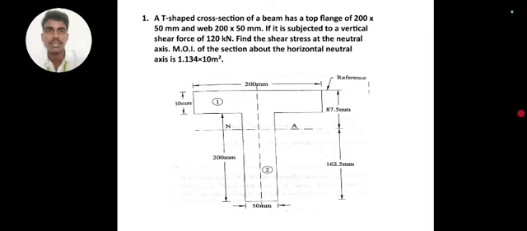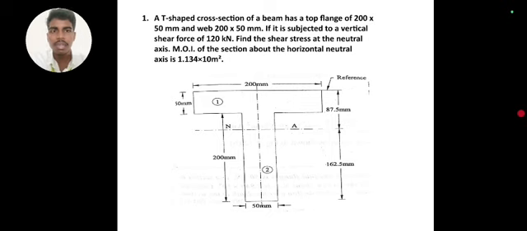One example problem: a T-shaped cross section of a beam has a top flange of 200 by 50 mm and a web of 200 by 50 mm. It is subjected to a vertical shear force of 120 kN. Find the shear stress at the neutral axis.